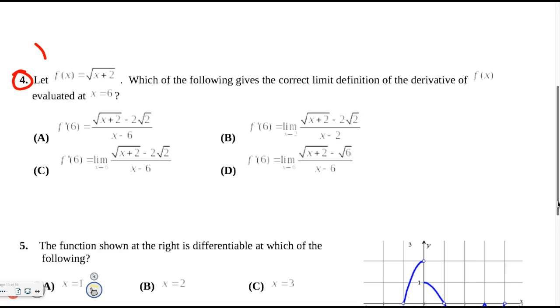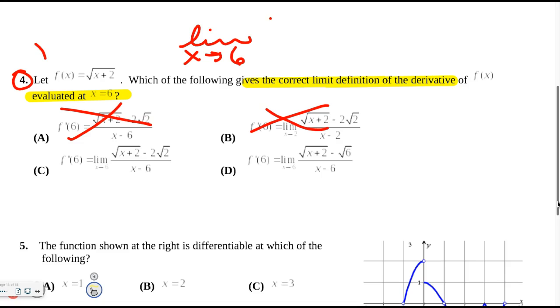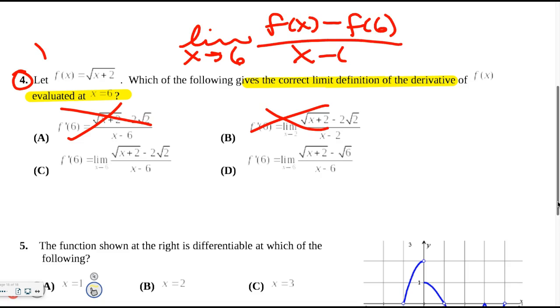All right, so let f of x equal the square root of x plus 2. Which of the following gives the correct limit definition of the derivative at x equals 6? That's the limit as x approaches 6 of f of x minus f of 6 over x minus 6. They're almost good. The only thing off is the f of 6. What is f of 6? Is it 2 root 2 or is it 6? 2 root 2.